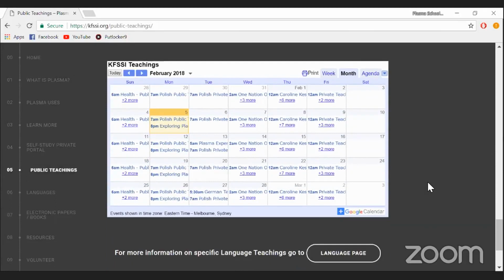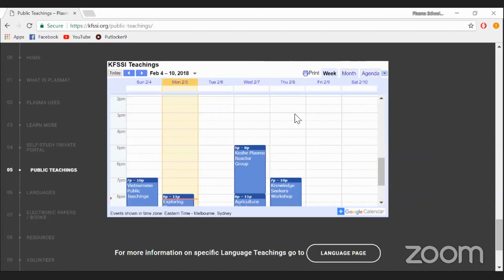And then what we've created here is a Google Calendar, a teaching calendar. Essentially what we've put in here is all the public English teachings as well as all the language teachings, public and private. This is for the whole year, and one can have a look on a weekly basis. Down here is the option where you can click on this button and download this calendar into your Google Calendar, and it just updates. It will then signal you 10 minutes before each one of these teachings happens around the world.